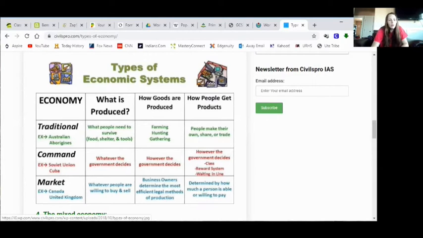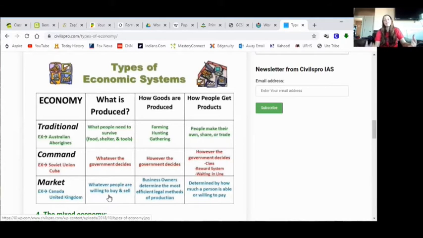In a market or free market economic system, this is what we call capitalism. This is basically mostly what we have here in the United States, and I'll explain what I mean by that in a second. So whatever people are willing to buy and sell is what's produced. So if people want to buy, I don't know, I'm trying to think of some random invention.